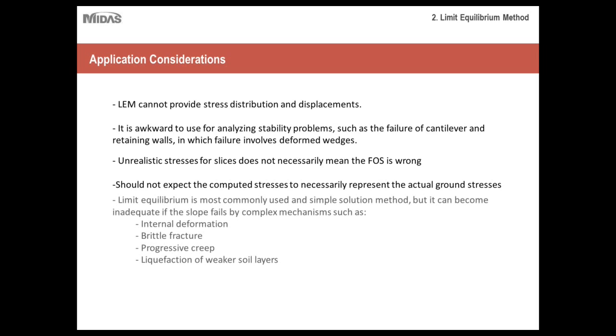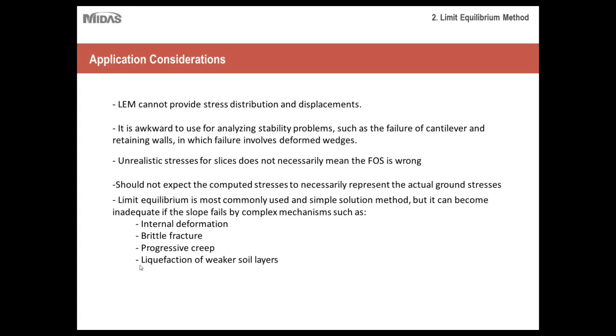Okay, and then limit equilibrium is most commonly used as a simple solution method, but it can become inadequate if the slope fails by complex mechanisms such as internal deformations. So if there are certain factors that are causing the slope to fail internally, like brittle fracture, progressive creep, and then liquefaction of weaker soil layers.